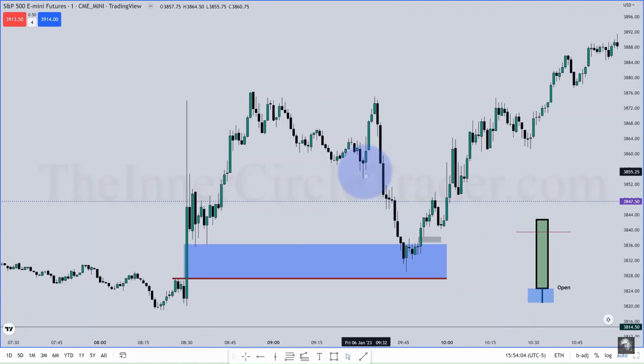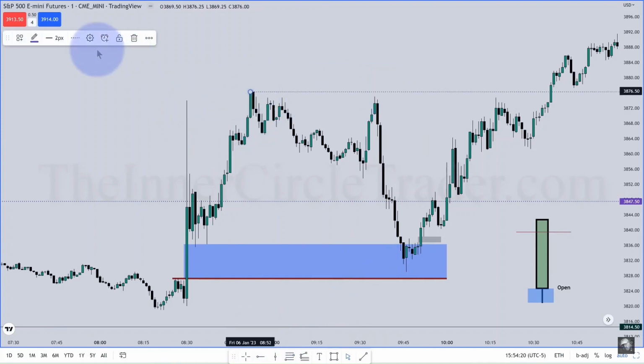Actually, take a step away from your computer screen, back up in your room right now. Look at this chart a little bit further away, about 10, 12 feet away. You're going to see these levels here are way too smooth. It looks too perfect. It looks too much like classic support and resistance.